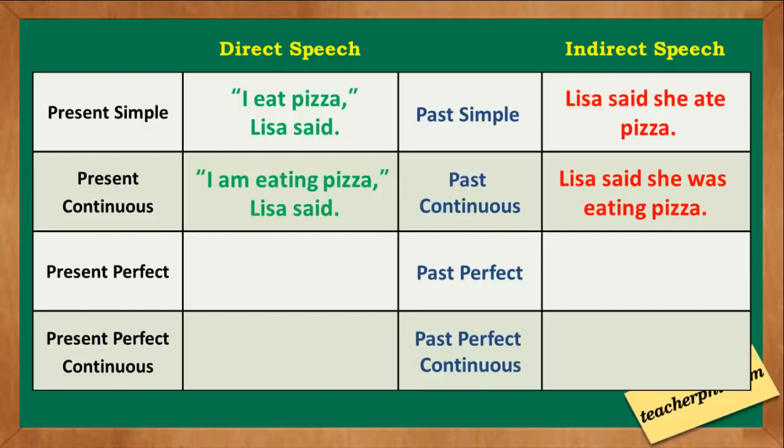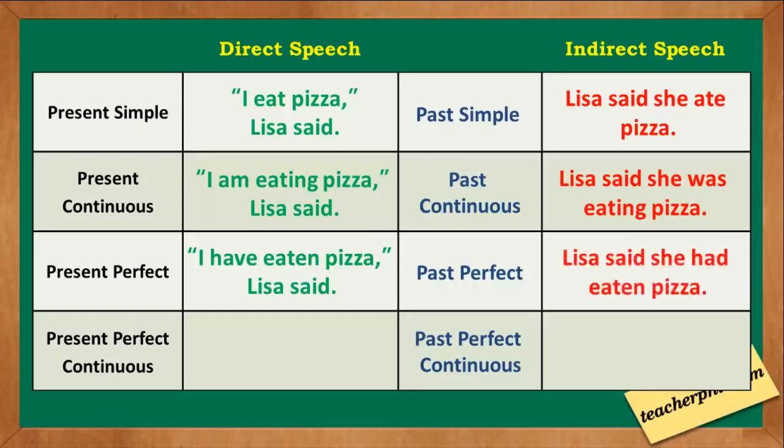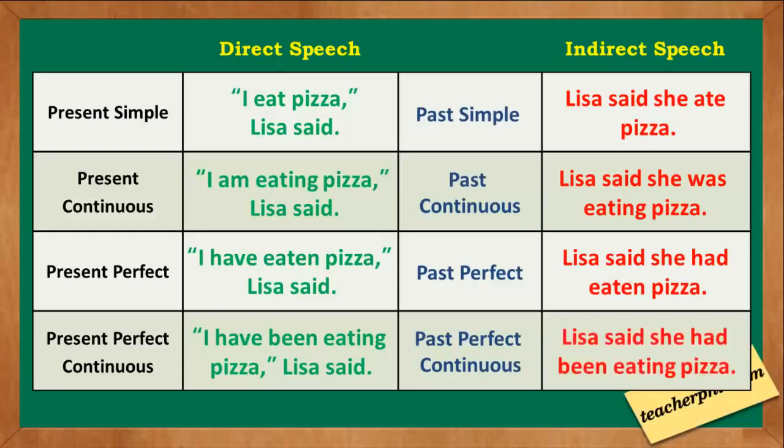For present perfect, we have I have eaten pizza, Lisa said. The indirect speech is Lisa said she had eaten pizza, a past perfect. For present perfect continuous, we have I have been eating pizza, Lisa said. The indirect speech is Lisa said she had been eating pizza, past perfect continuous.